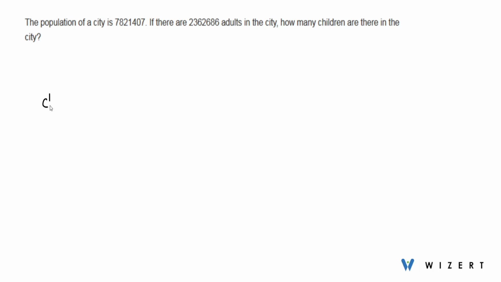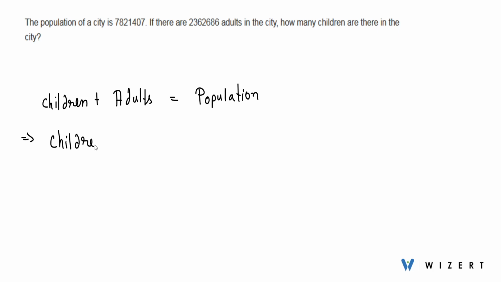So number of children plus number of adults will be equal to the population. So children will be equals population, which is 7821407 minus the number of adults, which is 2362686. Okay, so let's carry out the calculation.